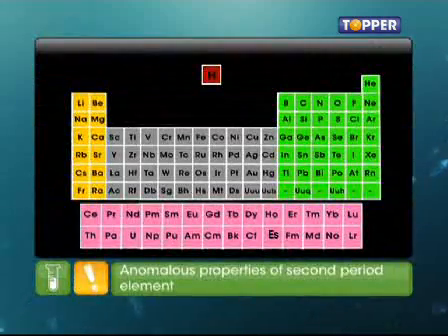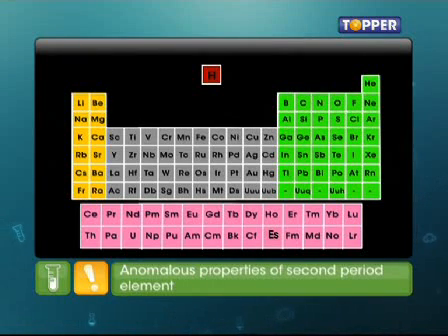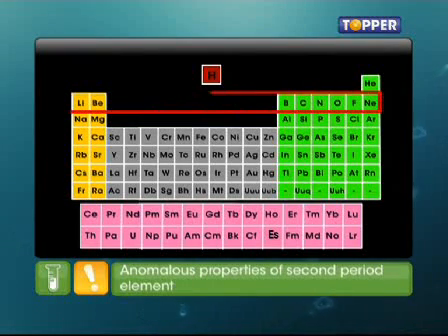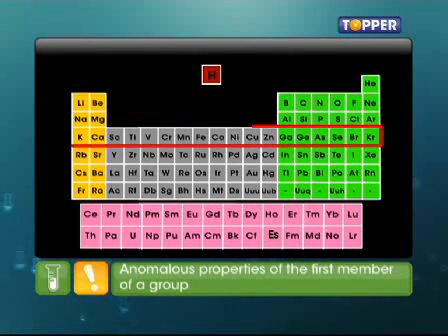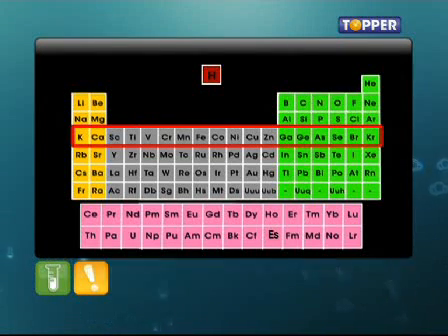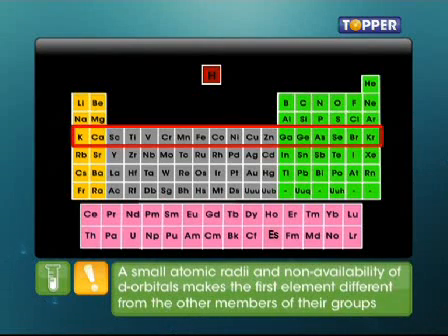If you have noticed, the first shell has only the s orbital, the second shell has s and p orbitals. In comparison, after the third period, there is a shell which has d orbitals also. Therefore, we can say that the small atomic radii and non-availability of d orbitals makes the first elements different from the rest of the group.